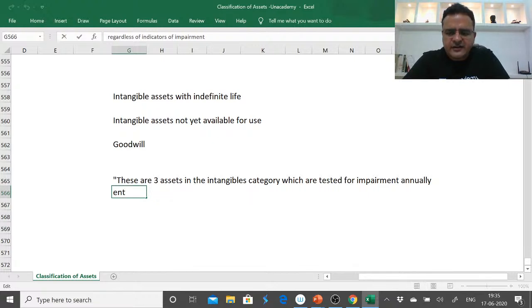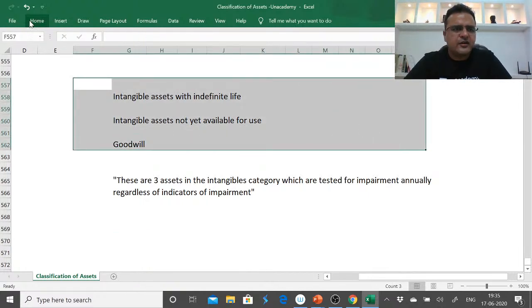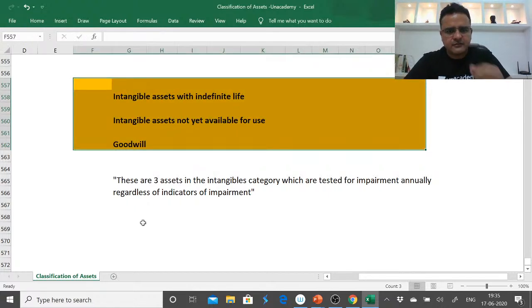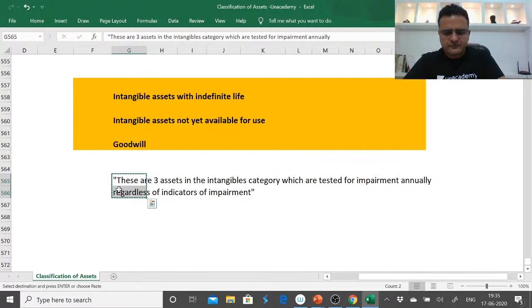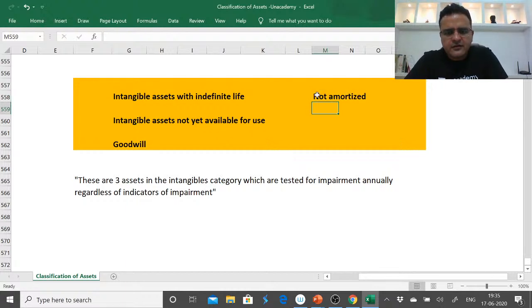Now, normally we test for impairment only when there are indicators of impairment. If there are no indicators of impairment, we do not need to test. But these three assets are tested annually regardless of indicators of impairment. Why are they being tested annually? Because they are not being amortized. Intangible assets with indefinite life are not amortized, and goodwill is not amortized. So if they are not being amortized, we need to at least check their carrying amount: is it at the right value, which we are going to recover from the use of these assets? They are forming part of our balance sheet. Goodwill is purchased goodwill which comes into the books for the first time. Earlier it used to be amortized, but purchased goodwill doesn't get amortized.